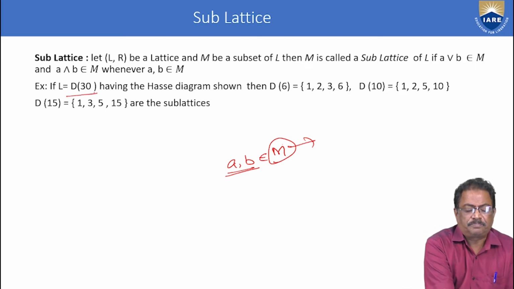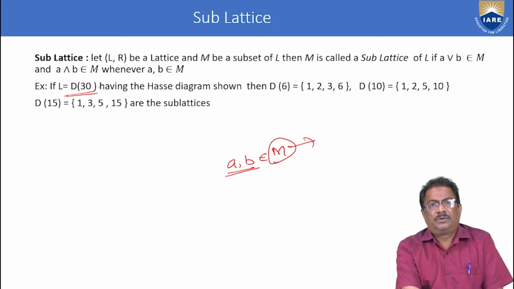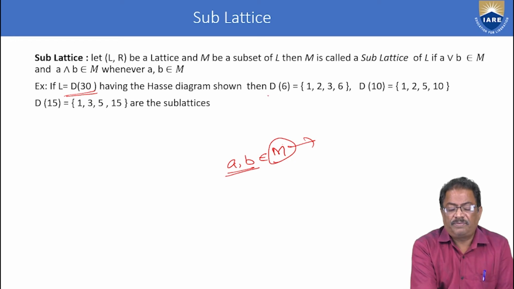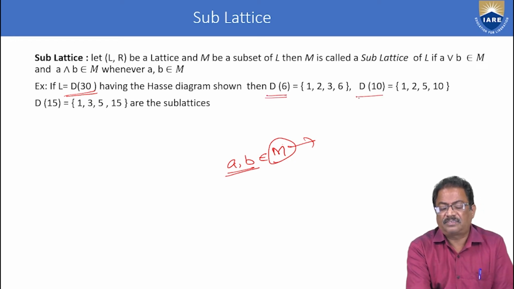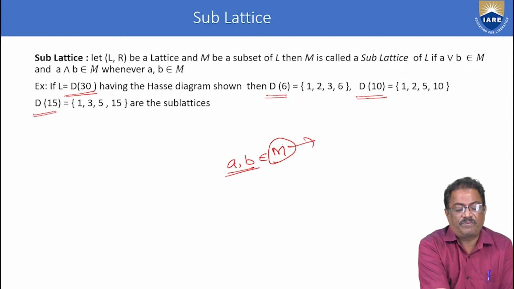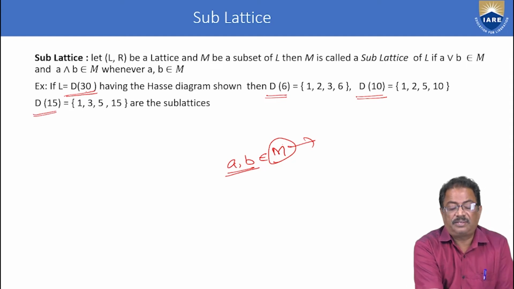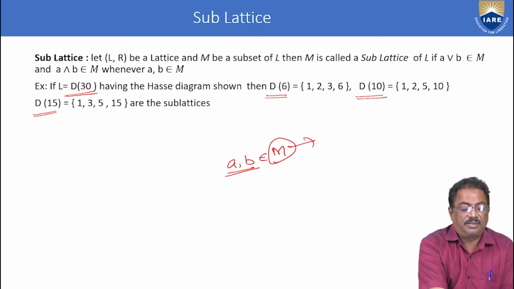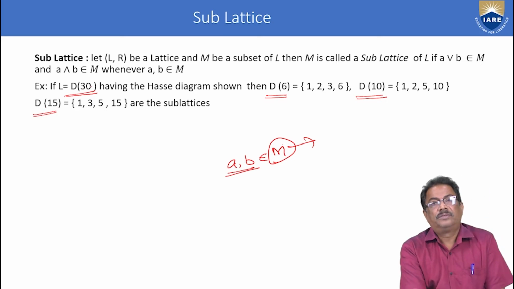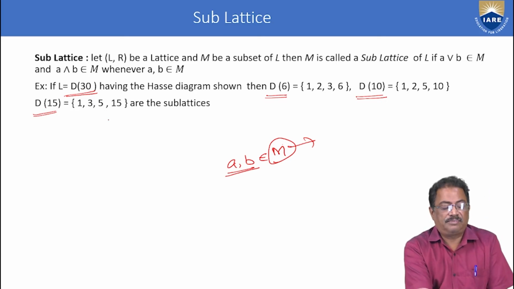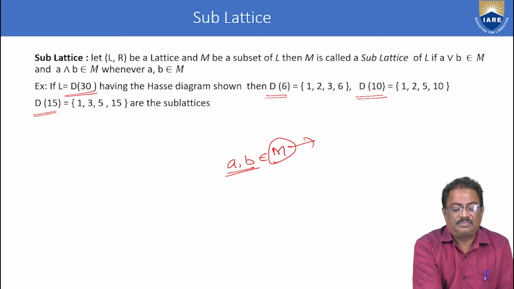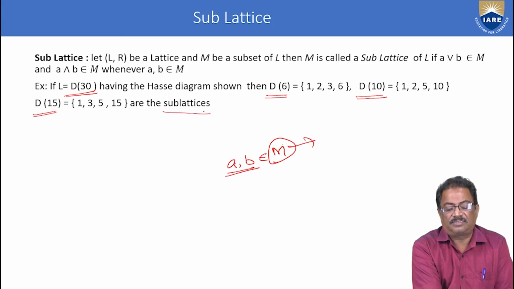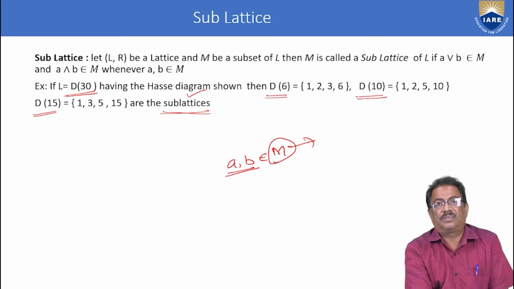So here is one example: divisors of 30. Here we take divisors of 6, divisors of 10 and divisors of 15, because 6 divides 30, 10 divides 30, and 15 divides 30. So obviously these are subsets. We can show that these subsets are lattices, and because each is a subset of this, we can say it is a sublattice.